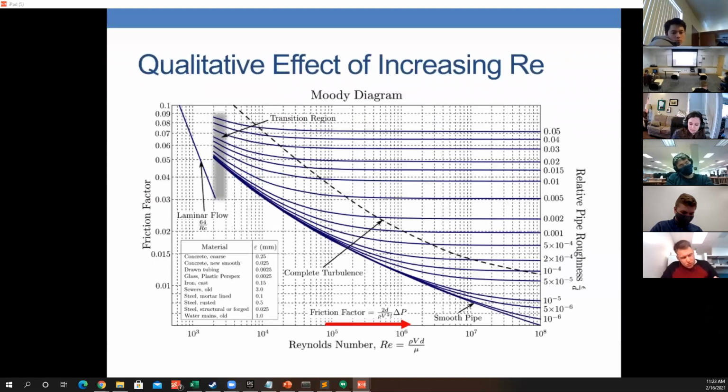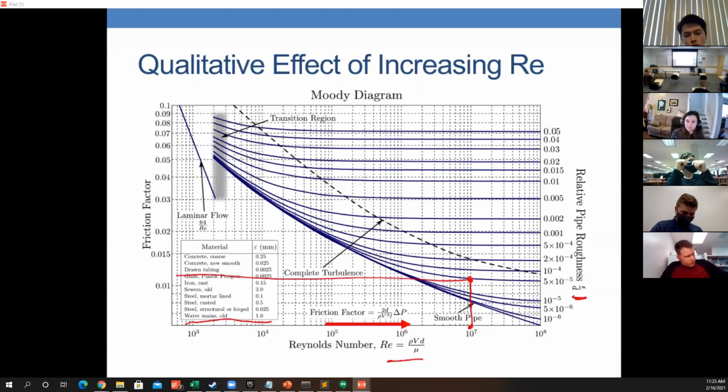But how you would read it is you would calculate what the Reynolds number is for your flow, and then you would calculate what the relative pipe roughness for your pipe is, which depends on the material. See, right here. And so you find your Reynolds number, you find your pipe roughness. So let's say it's 5 times 10 to the 5, and let's say this was your Reynolds number. So you would go up here, and then you would go over and find the friction factor. That's how you would read it.